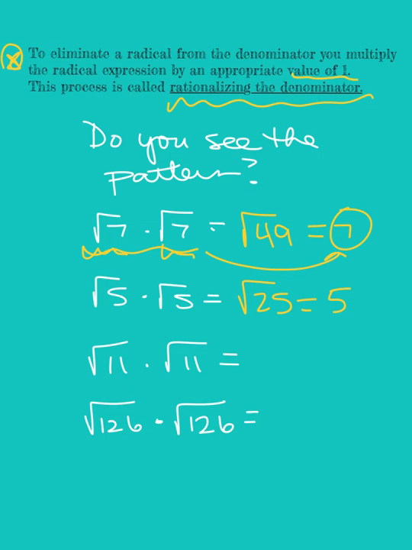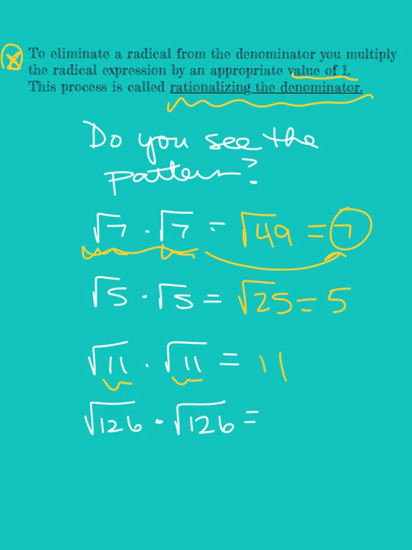Let's look at the third example there. Square root of 11 times the square root of 11, again, gives me the square root of 121. But I'm noticing my pattern. I can just skip that step. The square root of 11 times the square root of 11, because the radicands are both the same, I can just say my final answer is 11.